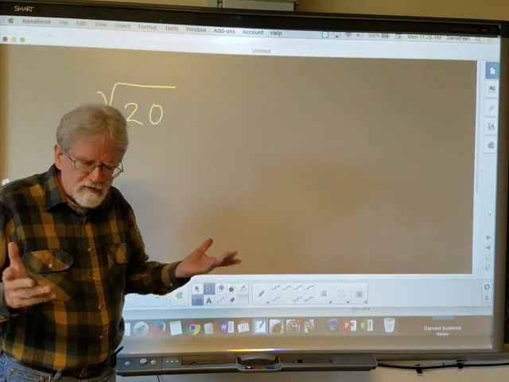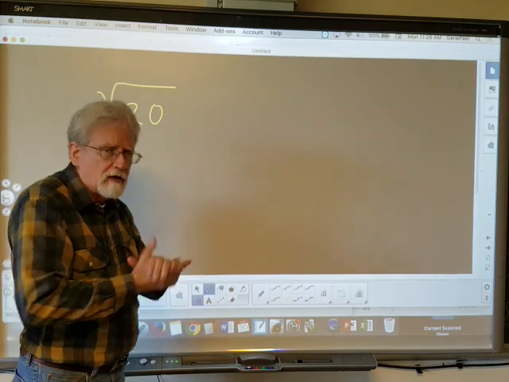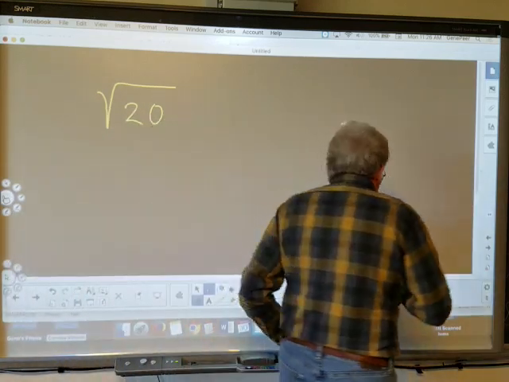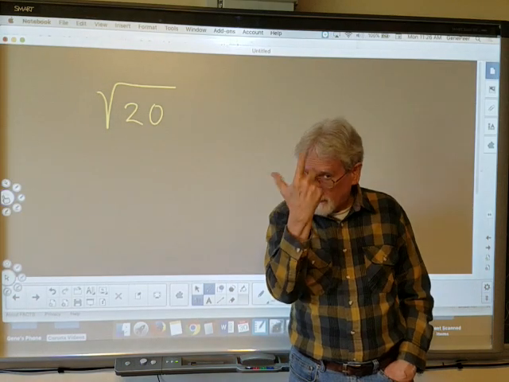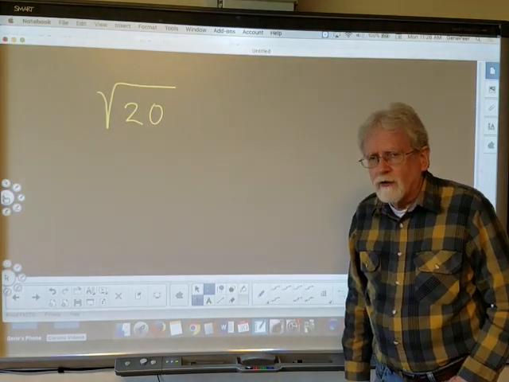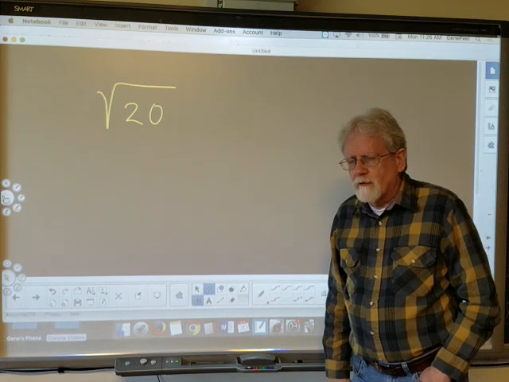So the next question obviously is, how does one simplify the square root of 20? Here's the trick. First, someplace, either in the back of the mind or preferably in the front of the mind, you have a list of perfect squares. What's meant by perfect squares?